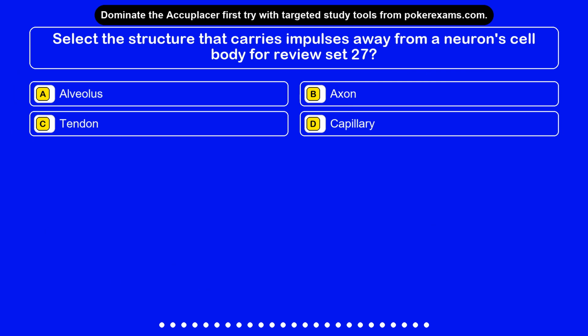Question 24. Select the structure that carries impulses away from a neuron's cell body for review set 27. Option A, alveolus. Option B, axon. Option C, tendon. Option D, capillary.